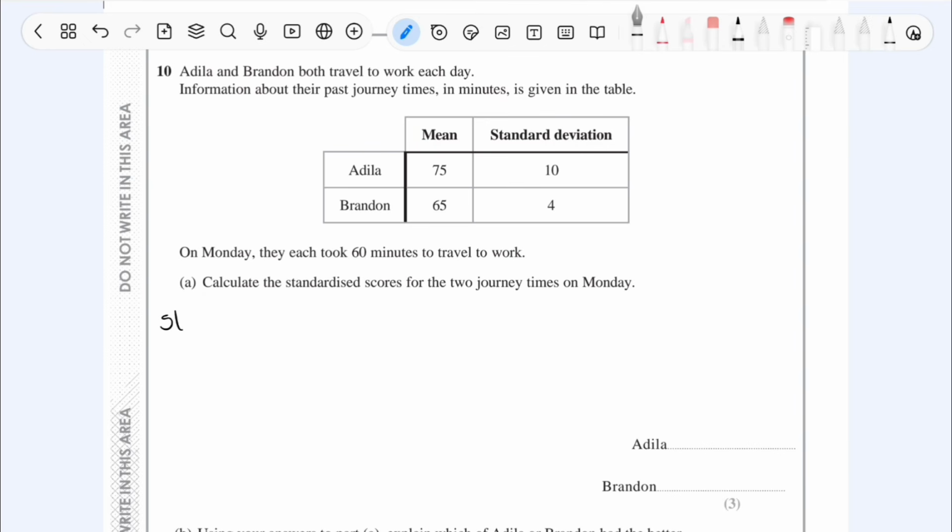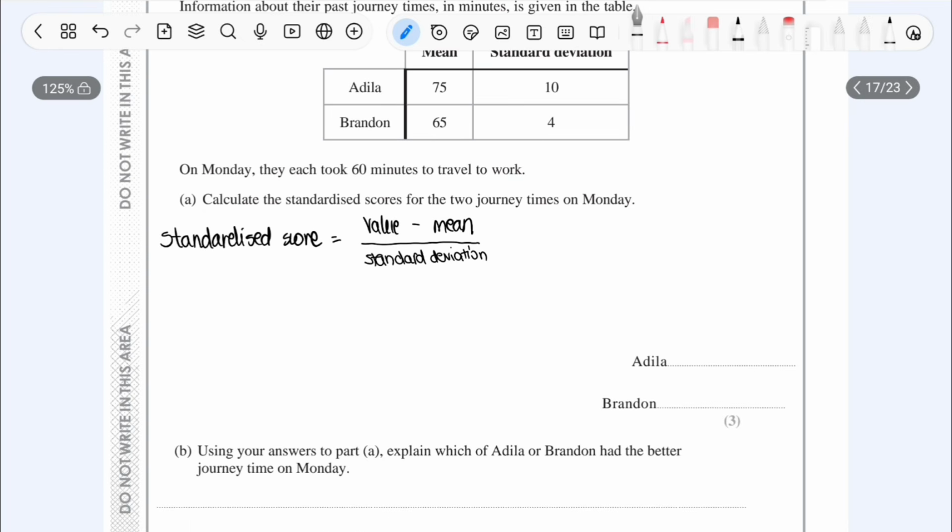So, the standardized score is equal to the value subtract the mean, divided by the standard deviation. The idea is that it's a bit like standard deviation if you think about it. It's a similar measure, and the idea is you can compare two data sets together because of this.